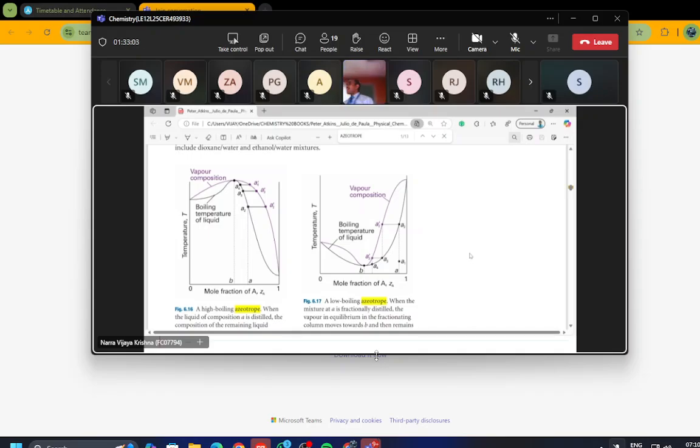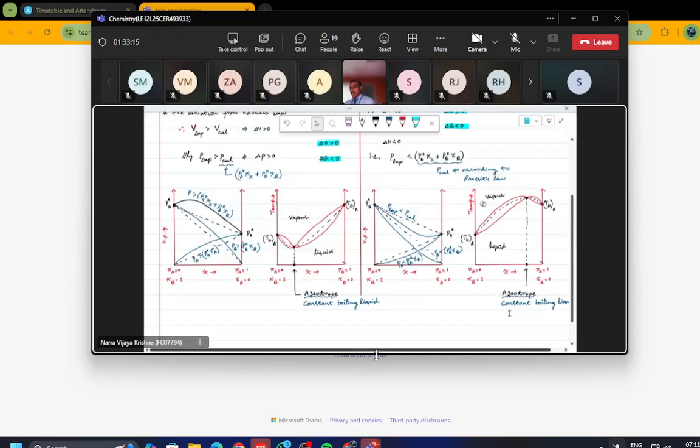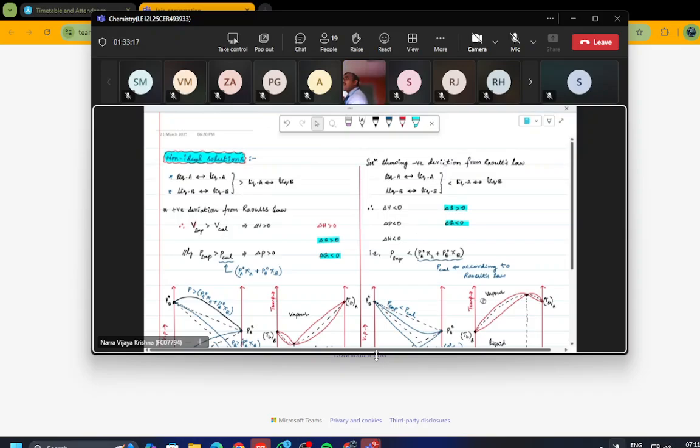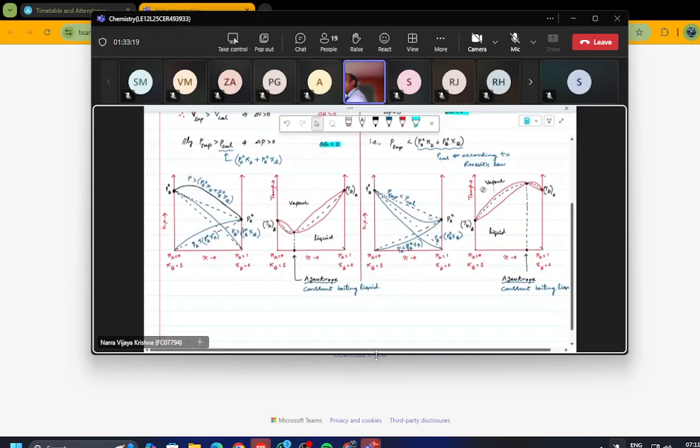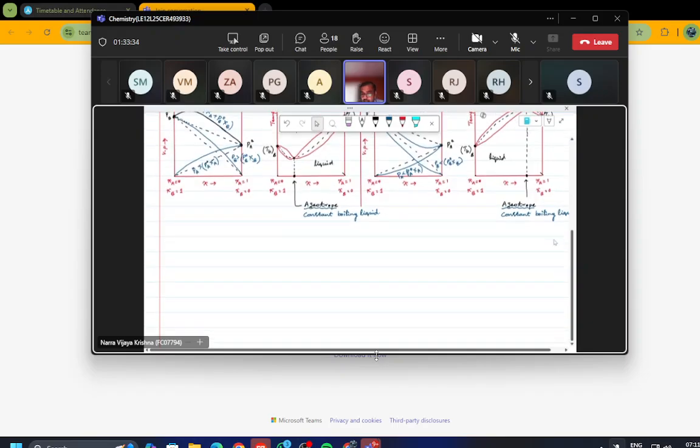Which type of solution shows this type of graph? Negative deviation. Why? Negative deviation means boiling points are high. Correct? This is negative deviation or not? Right? Their vapor pressures are low. Therefore, boiling points are high. Right? We call such azeotropes maximum boiling azeotropes. What do we call them? These azeotropes are called maximum boiling azeotropes.